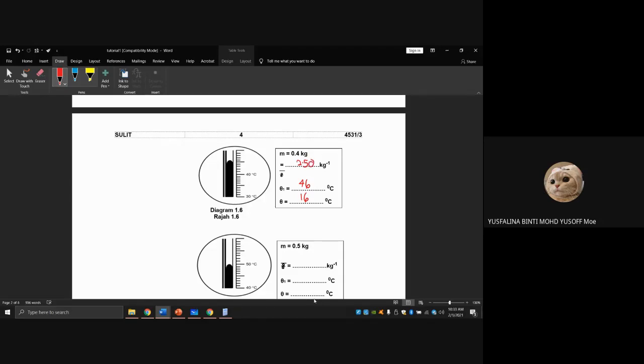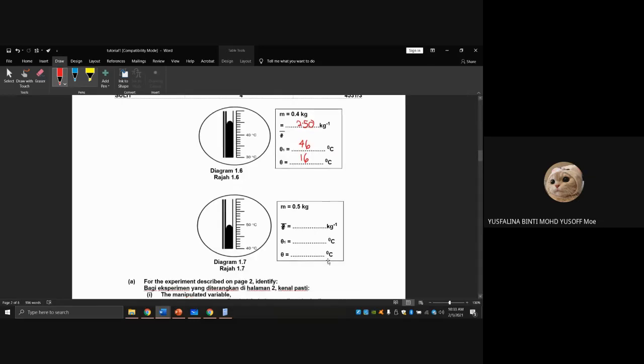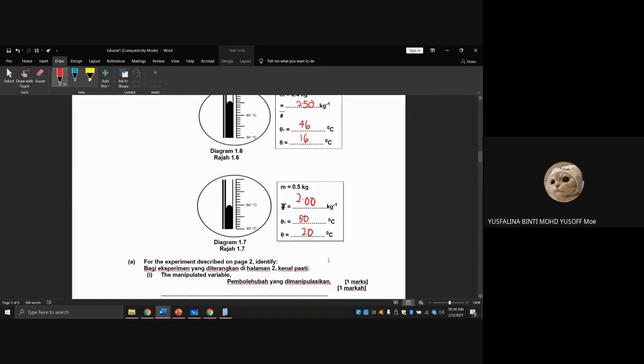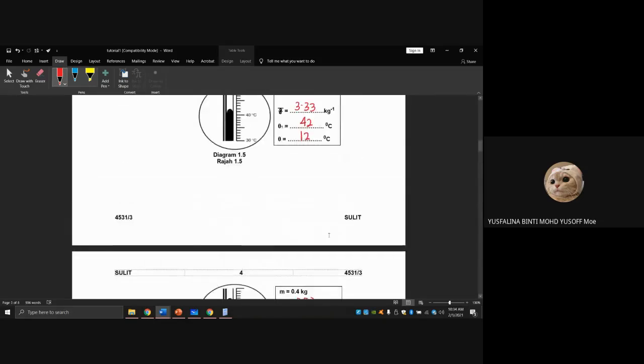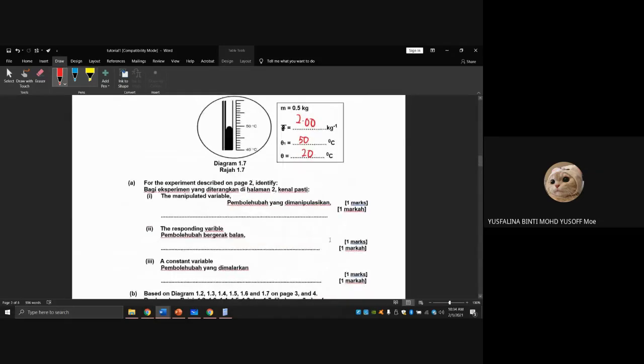Then how about this one? Put 2 decimal points. And next one, 1 divided by 0.5. So you will get 2, so 2.00. Okay, very good. And then this one, theta 1 is 50, right? So 50 minus 30 is 20. Yes, very good. So ready? Complete the diagram.